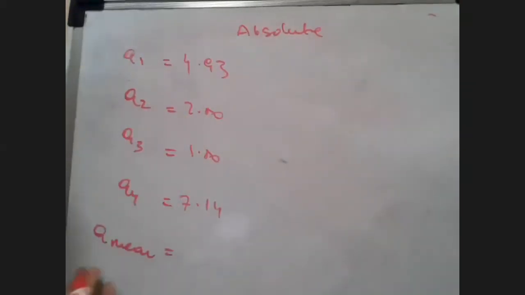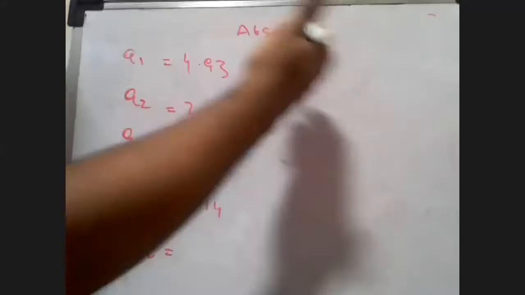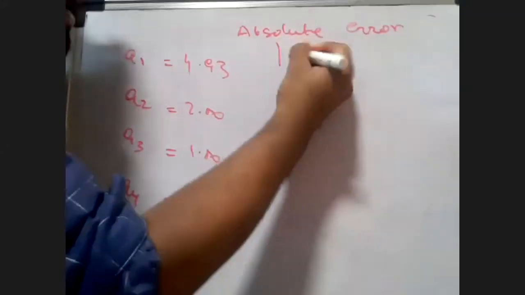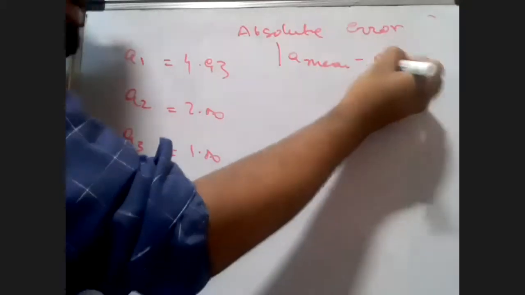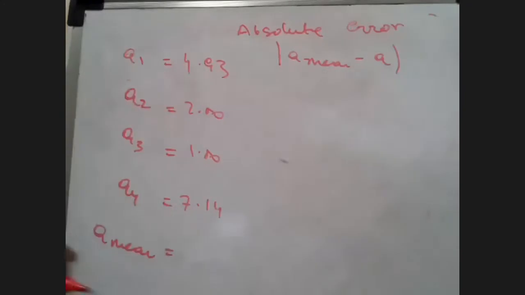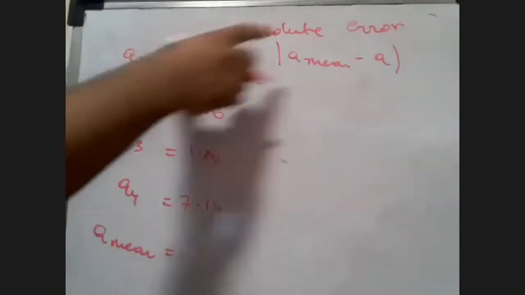That is going to be my mean value, isn't it? So now, what is absolute error? Absolute error will be A mean minus A. So now A mean minus which A? A mean minus A1, A mean minus A2, A mean minus A3, A mean minus A4. That will be the absolute errors.